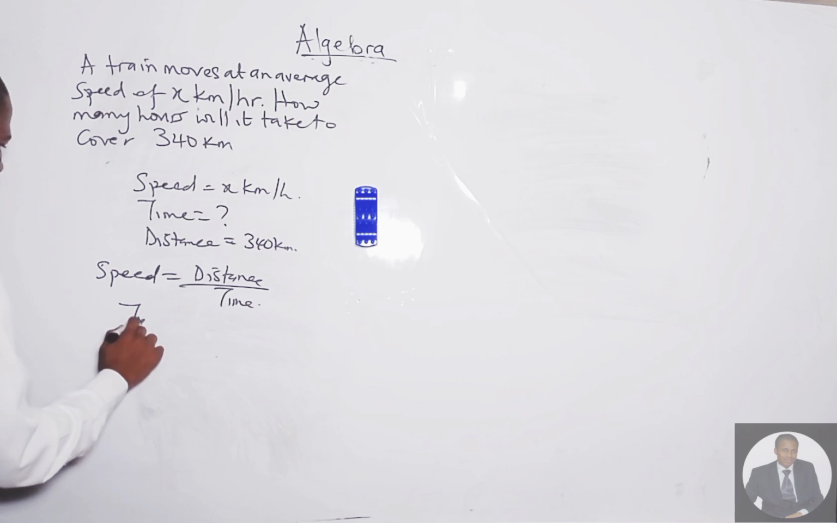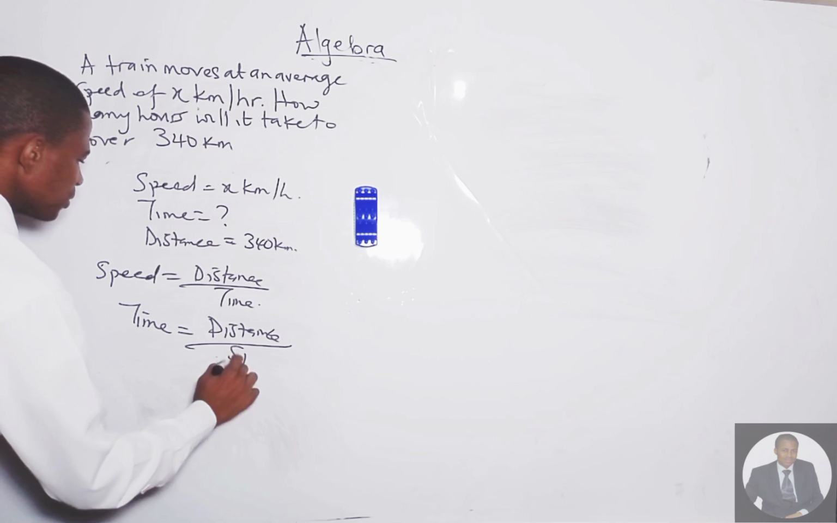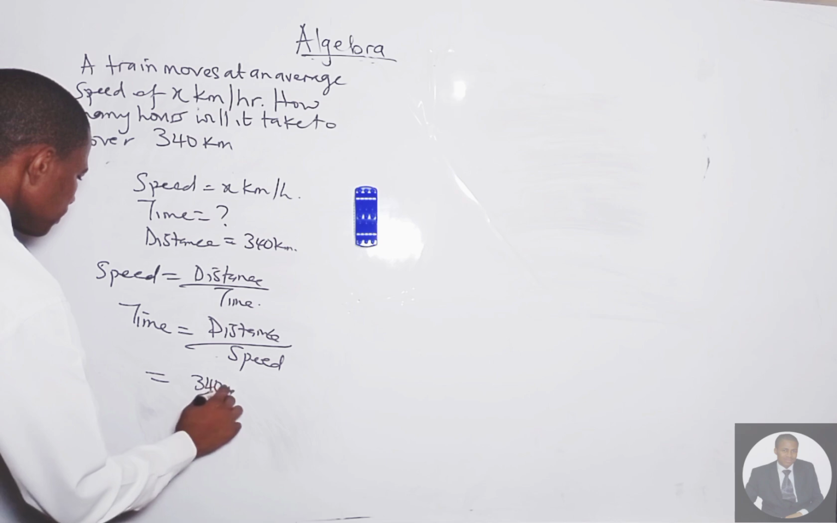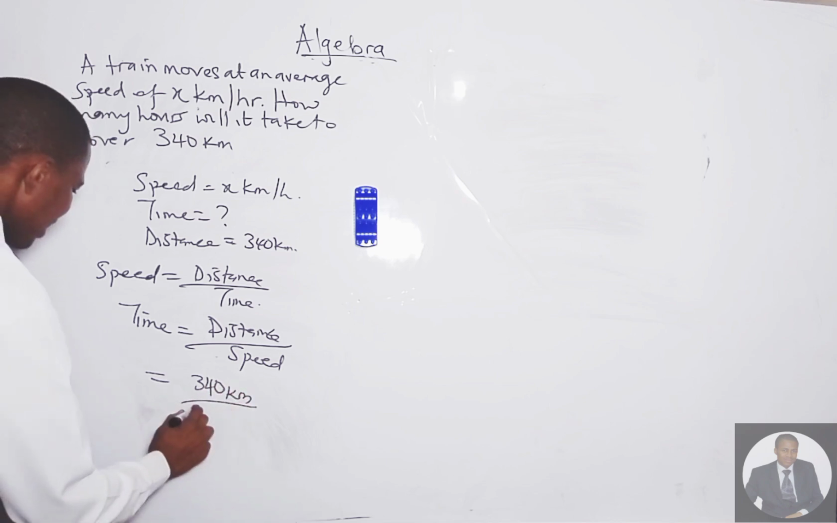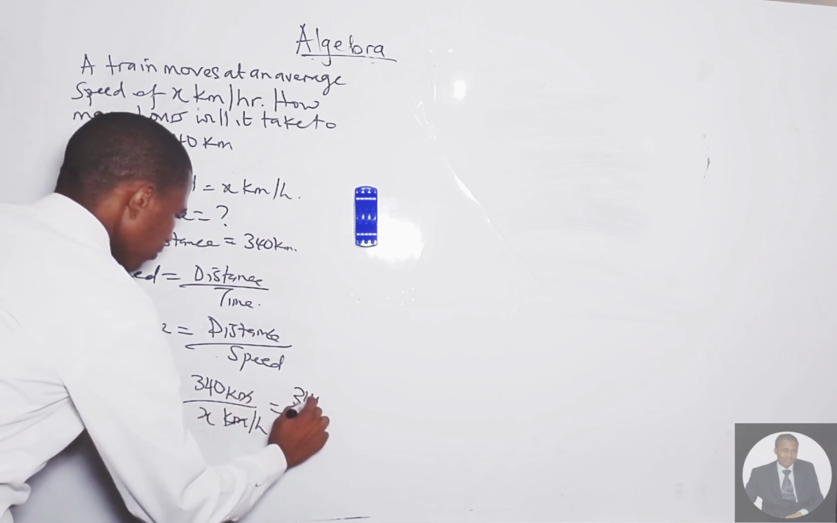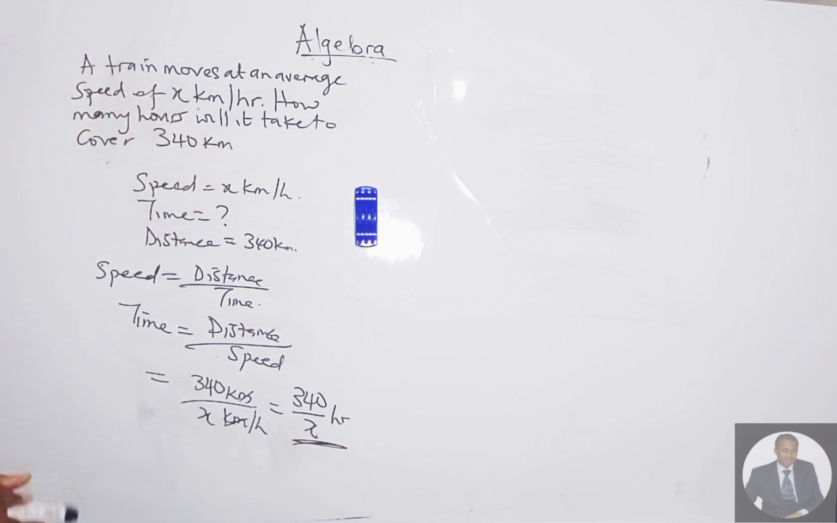Now we're looking for time, so time here will be distance all over speed. What's our distance here? 340 kilometers. Then what's our speed? x kilometers per hour. So what we have is 340 over x hours will be our time. So the time it will take the man to reach this distance, 340 kilometers, will be 340 divided by the speed, which is x.